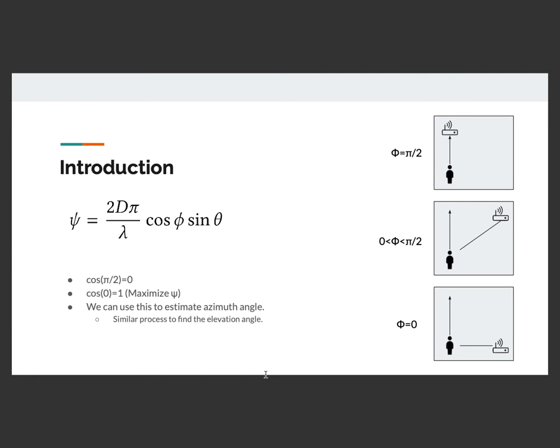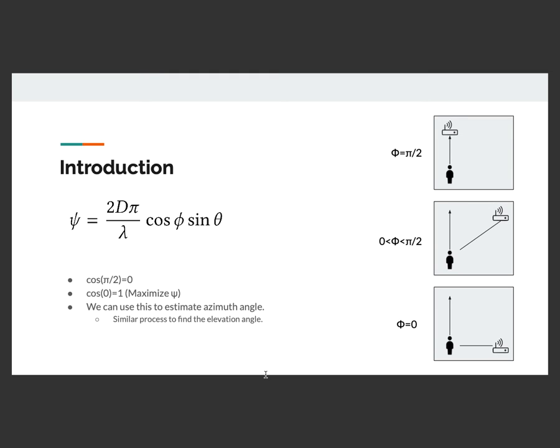So let's suppose maybe a Wi-Fi router is directly ahead of me. In this case, the azimuth angle of that is pi over 2. If it's a little bit to the right of me, the azimuth is somewhere between 0 and pi over 2. And if it's directly to the right, this azimuth angle is 0. But what this means is if we keep the distance between the antennas fixed, the wavelength the same, and we don't change the elevation, the only thing that really changes is the azimuth.